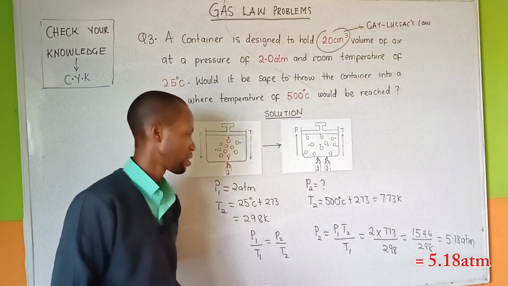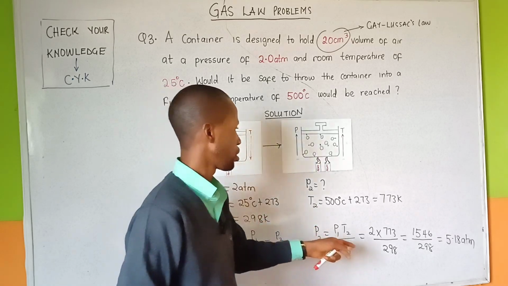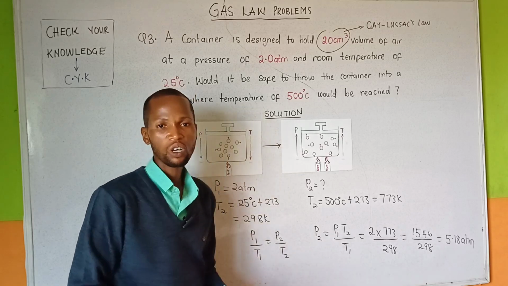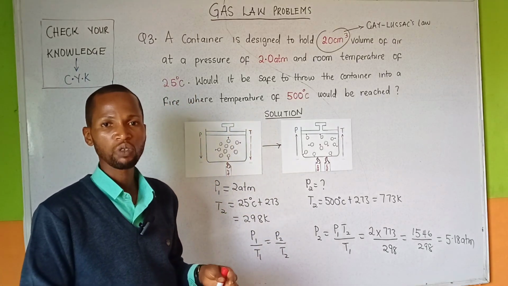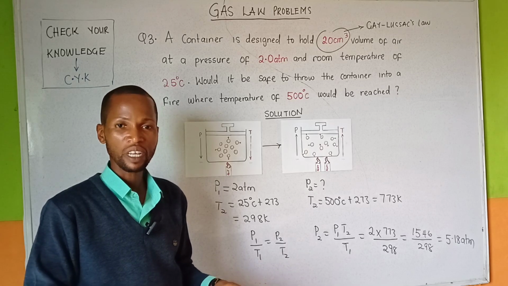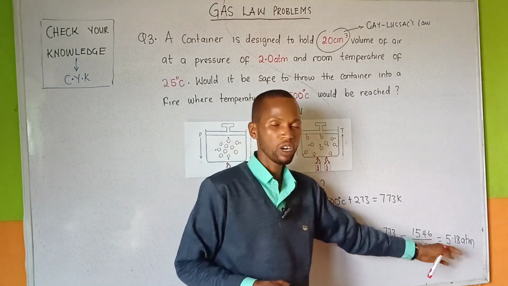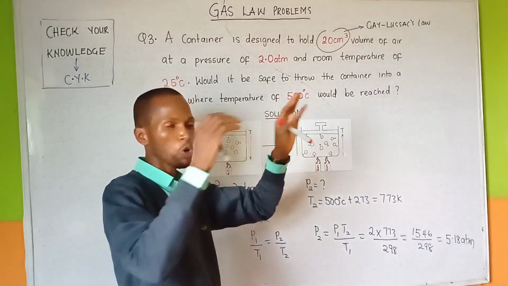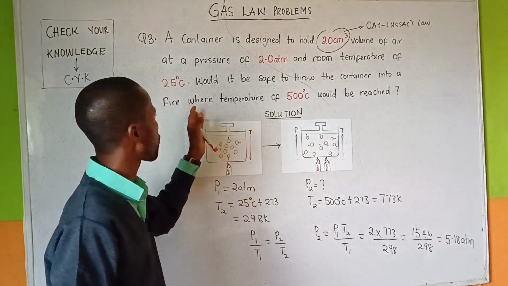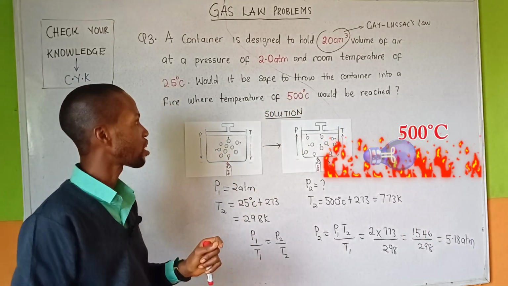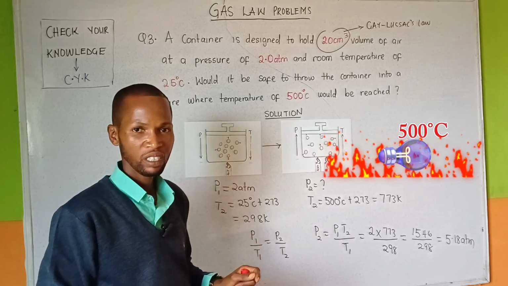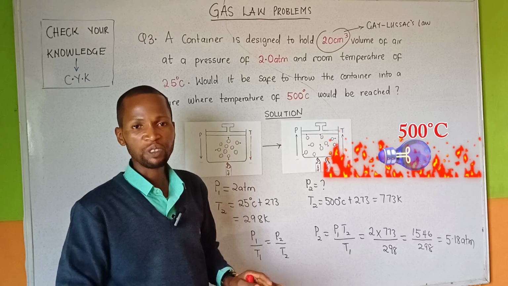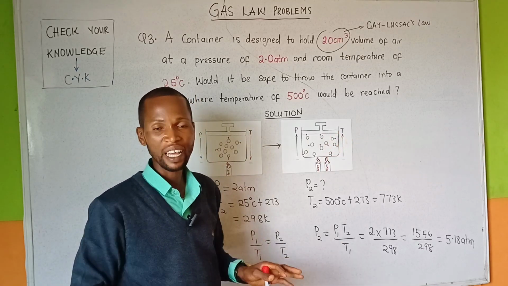So this implies that as pressure increases, temperature also increases. So in your gas law, you need to know the relationship between the variables so as to know what you are likely to get for the final answer. So here pressure increases. Let's go back to the question. Would it be safe to throw the container into a fire where temperature of 500 degrees Celsius would be reached? We have an increase in pressure, so the safe strength of the container has been exceeded.